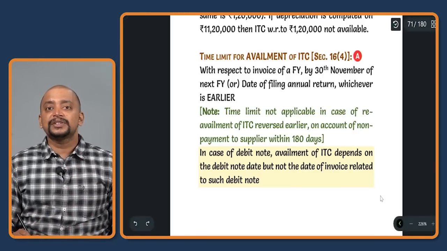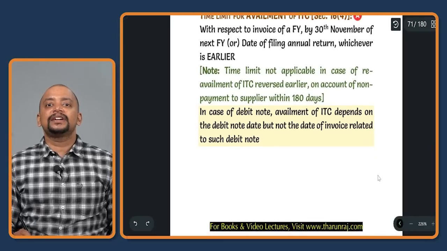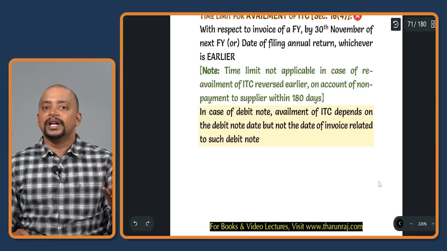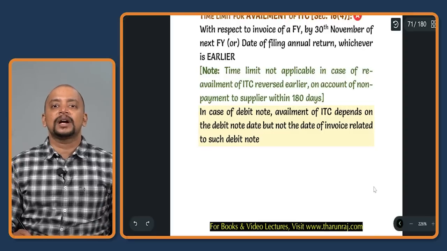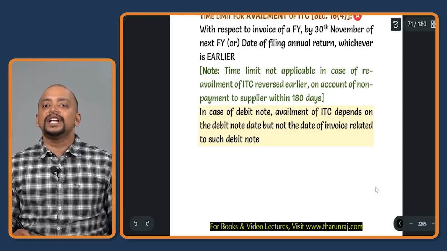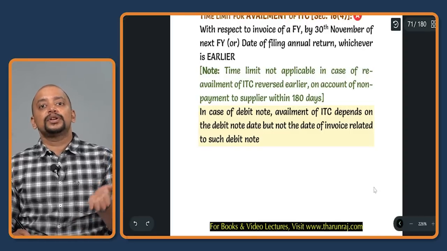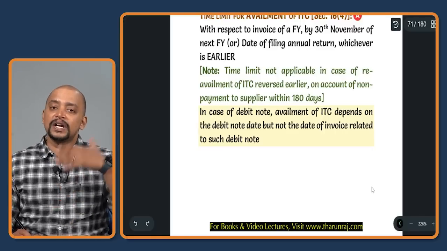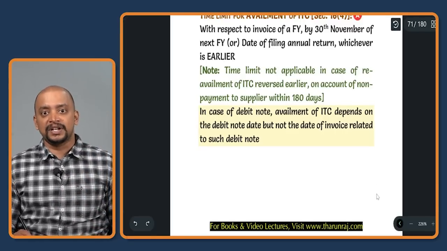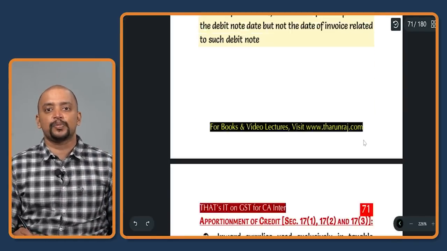Then in case of debit note, we need to see the time limit based on the debit note date. Not based on the invoice date, but based on the debit note date. Suppose if debit note comes in financial year 22-23, so then 30th November 2023 or date of filing annual return, whichever is earlier, like that. But invoice may be pertaining to any year, that is irrelevant. So we need to see the debit note date, that is this point.